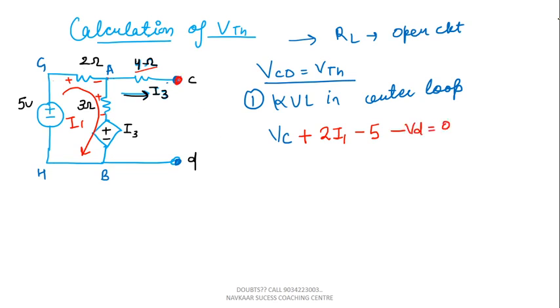Okay, you are at C position and you need to move to D position. So VC minus VD, you can write down VCD plus 2I1 minus 5 is equal to 0. This is the equation we got from the outer loop.